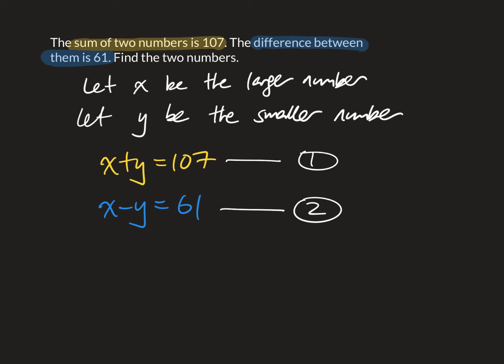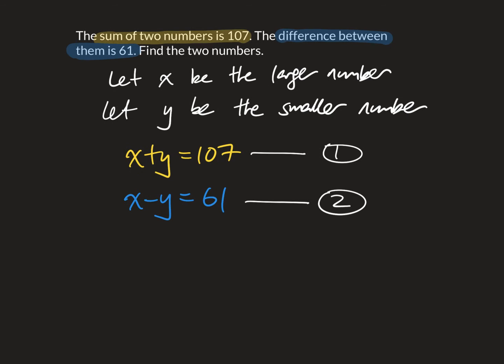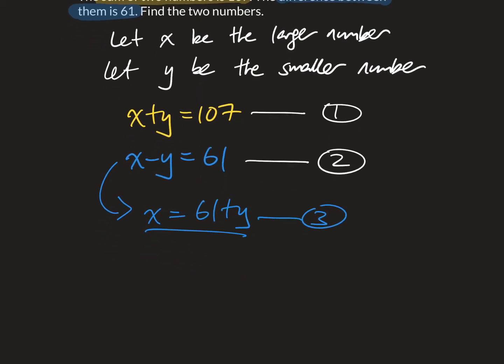So let's go ahead and do that. You can use substitution, elimination, it's really up to you. What I'm going to do here is use substitution, because that's my favorite method. I'm going to take equation 2 and say x equals 61 plus y. I make x the subject. Call this equation 3. And then I'm going to substitute equation 3 into equation 1.